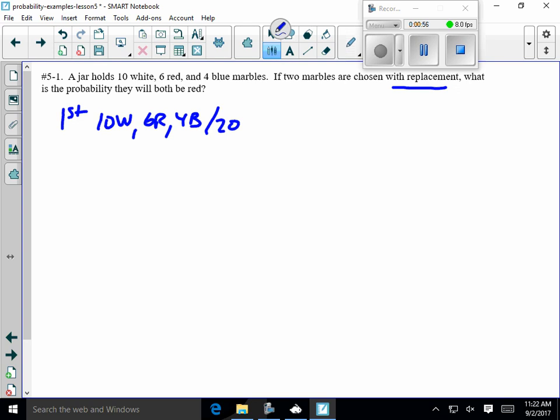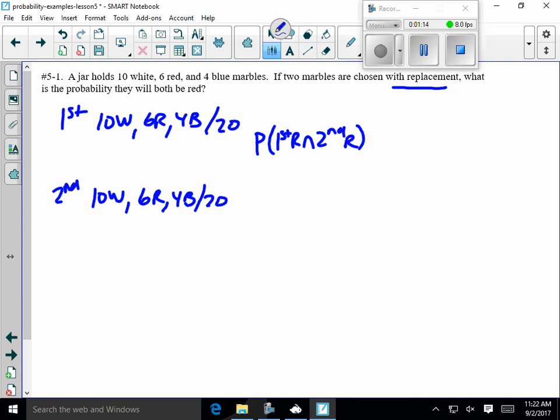And then when we do the second draw, we're going to have 10 white and 6 red and 4 blue marbles again because we're replacing it. So each time we have the same probability. I could write it this way, that the first one is red and the second one is red. That really should be the probability that the first one is red times the probability that the second one is red given that the first one was red, okay?